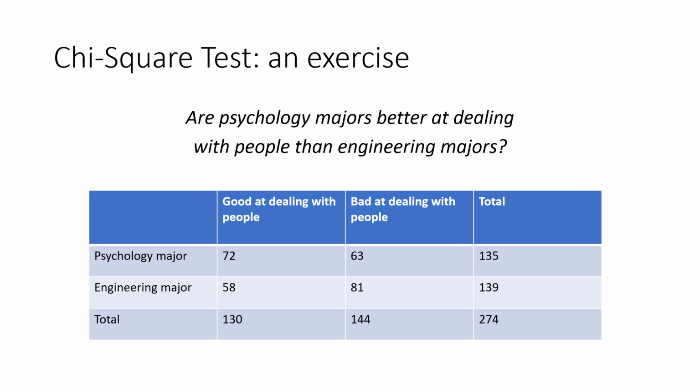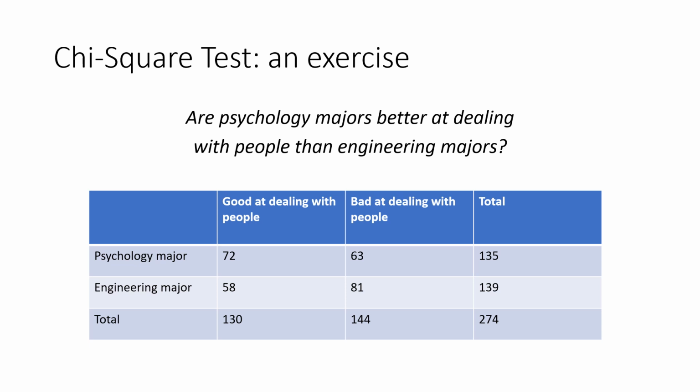So we have 72 psychology majors who report being good at dealing with people. And we have 58 engineering majors that also report being good at dealing with people. And similarly, we have 63 psychology majors who report being bad at dealing with people. And we have 81 engineering majors that report being bad at dealing with people. And if you add up those 4 numbers, you get the overall total, which you can see in the bottom right-hand corner of this table. So we have a sample of 274 individuals.